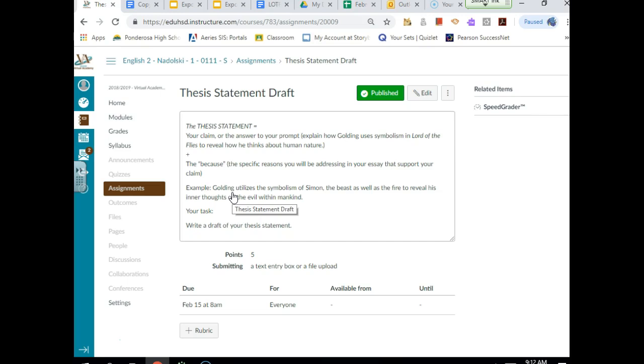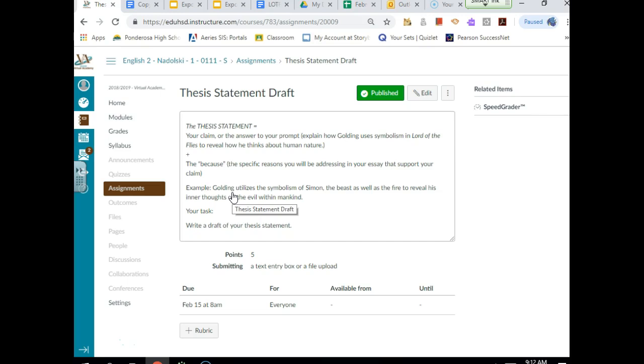Is the essay just about whether mankind is evil? Is that the question we're answering, or is it about symbolism? Explain how Golding uses symbolism in Lord of the Flies to reveal how he thinks about human nature. So how does he use symbolism to explain his thoughts? We're explaining the symbolism, and then coming back to how he's using it. For example, the fire. How does he use the fire to explain that he thinks human nature is inherently evil?